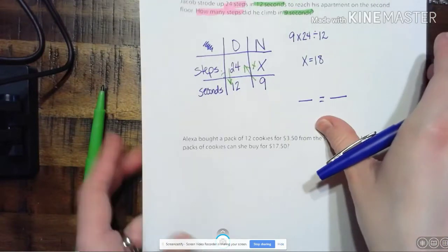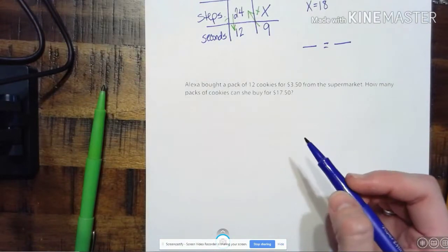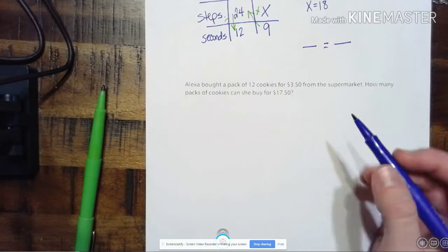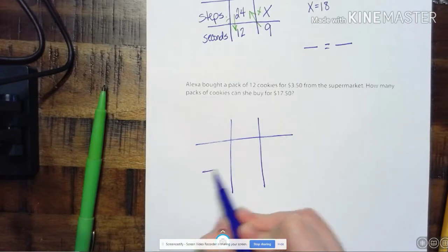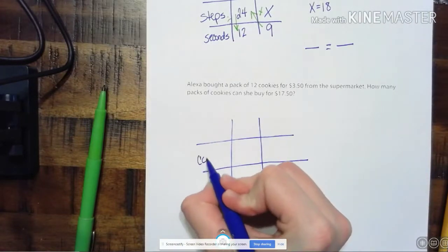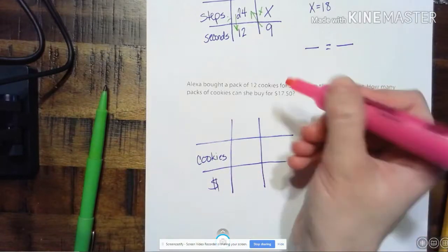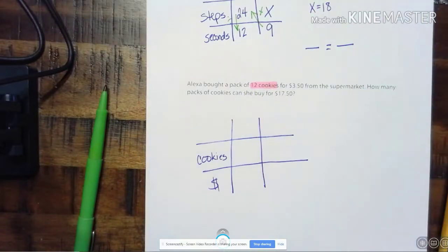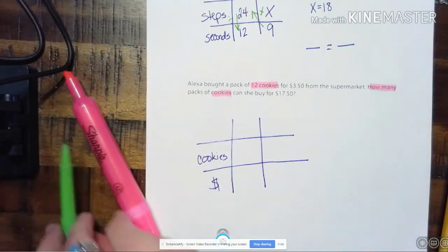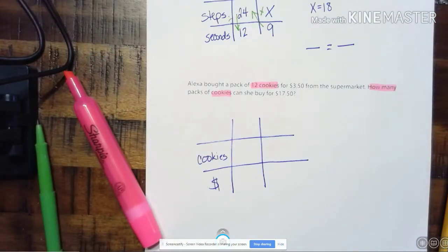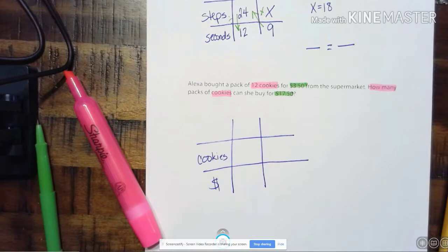So another proportion problem that I have says Alexa bought a pack of 12 cookies for $3.50 from the supermarket. How many packs of cookies can she buy for $17.50? Anytime we're comparing two things, I go ahead and have them set up a tic-tac-toe. And then we're comparing cookies and money. So we're going to do cookies in pink, so I can buy 12 cookies. And again, I'm looking for how many cookies. So I know whatever I'm looking for is going to be my X. And then $3.50 is my money, and I'm looking for how many cookies I can buy with $17.50.